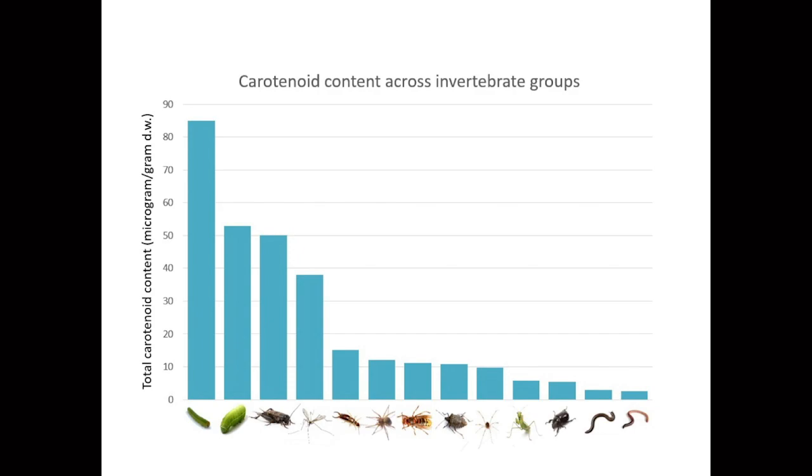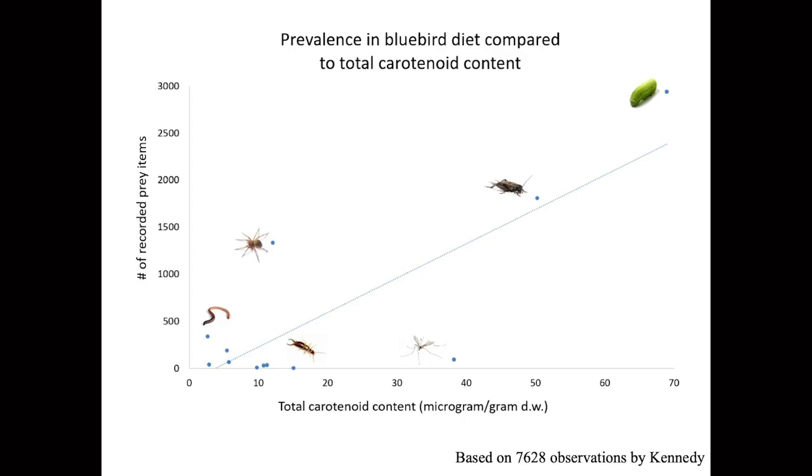And if you look at 7,628 feeding observations for bluebirds, where we know exactly what they're feeding their babies, it says that there is a perfect correlation between the carotenoid content of those caterpillars and the frequency with which the birds are taking them as prey items. So they take caterpillars the most frequently, crickets next, and everybody else is way down.